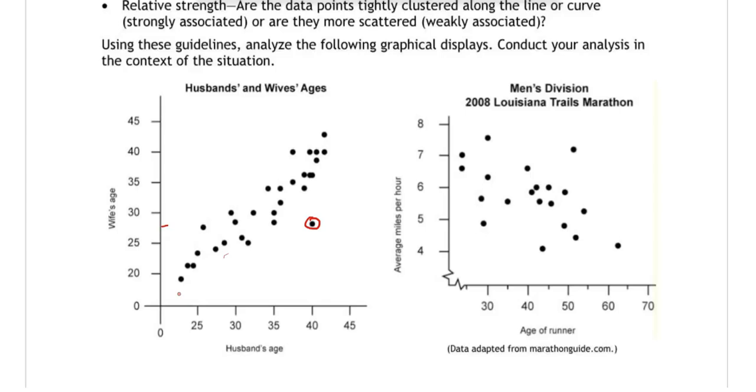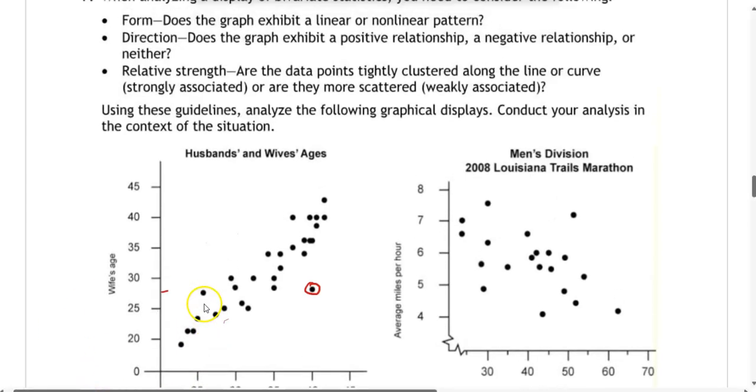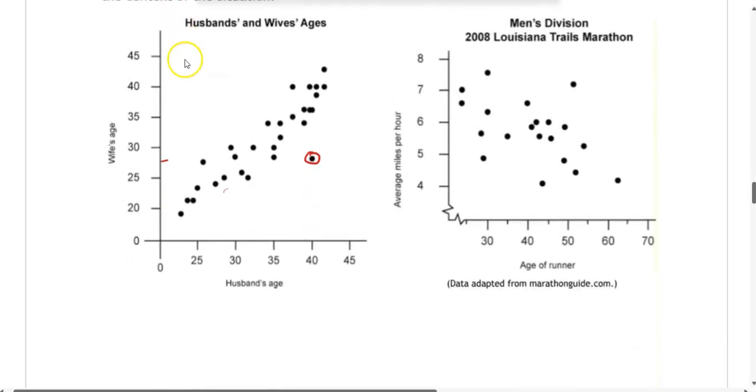So now that we've looked at that, let's talk about what that means in relation to these three questions: the form, direction, relative strength. So the form on this one seems to make a linear relationship. I could draw a line through here and hit a good amount of those points. So it does definitely follow a linear pattern. The direction of this graph is positive.